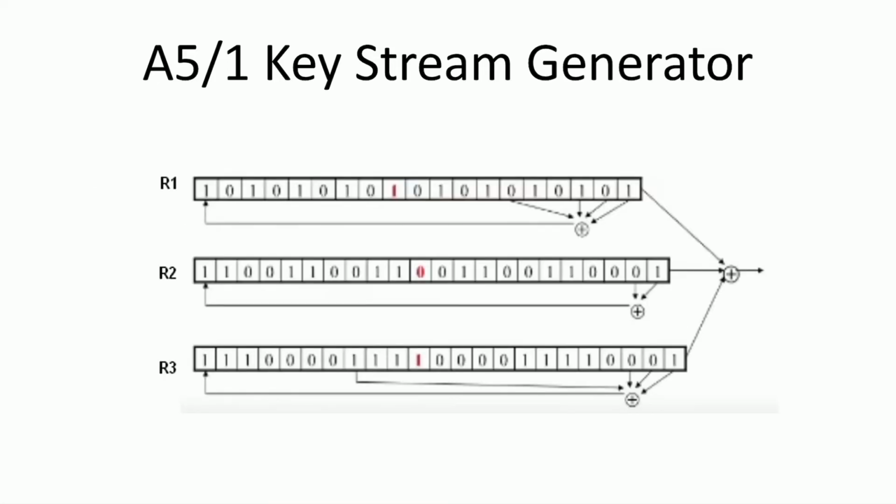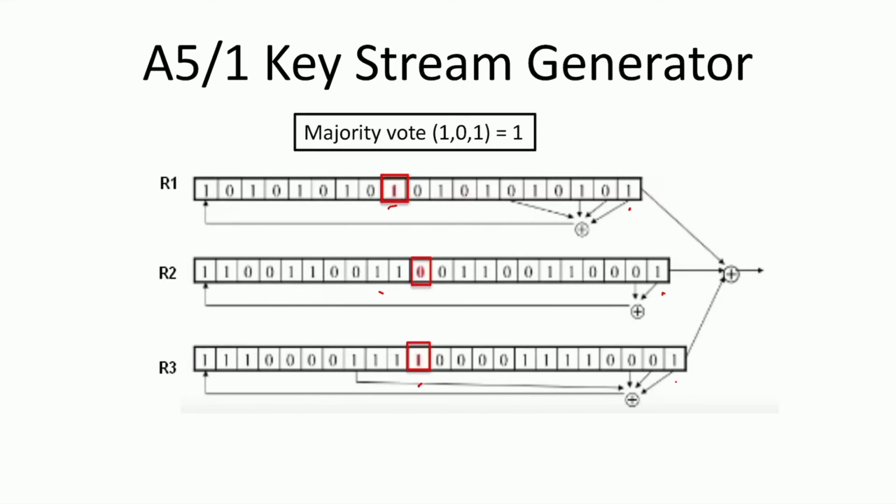All right, so let's take a look at an example. Assume here we have filled up each of these registers with the key bits. So we have put the 64 bits of the symmetric key in these 3 registers: first 19 here, next 22 here, and next 23 here. The first step now is to find the majority vote of the clocking bits, which you can see here in red. Right, so we have 1, 0, and 1, and the majority vote of that is 1.